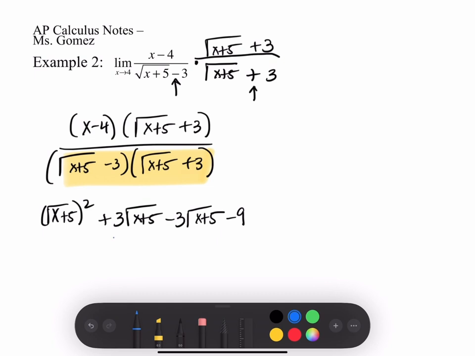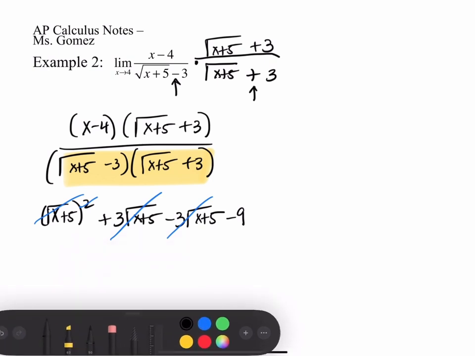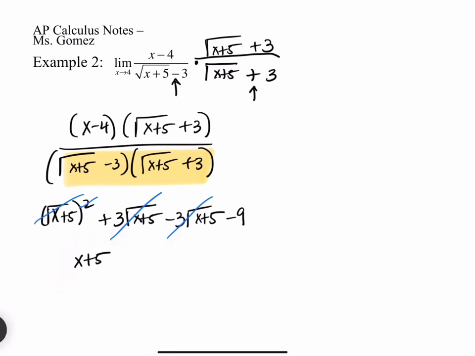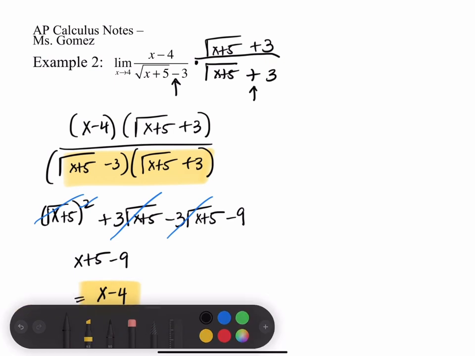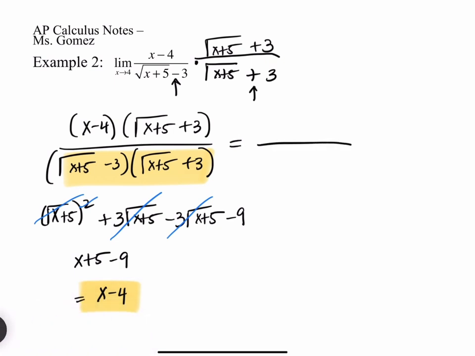Okay, so plus 3 radical x plus 5 and the minus 3 radical x plus 5 are going to give me 0. And I also know that the square and square root go away. They're inverses of each other. So I'm left with x plus 5 minus 9. X plus 5 minus 9 is the same thing as x minus 4. Okay, so what is x minus 4? Remember, I was foiling the denominator. So x minus 4 is my new denominator. Okay, so instead of all this crazy stuff in the denominator, it just becomes x minus 4.